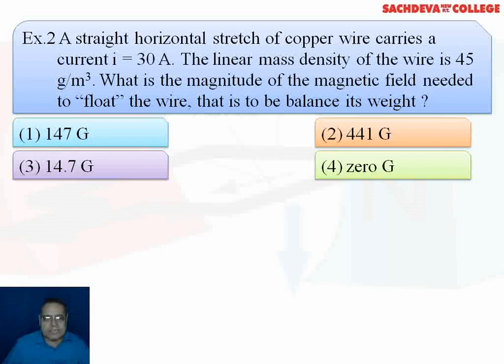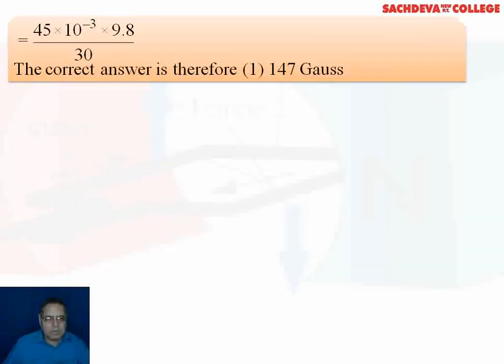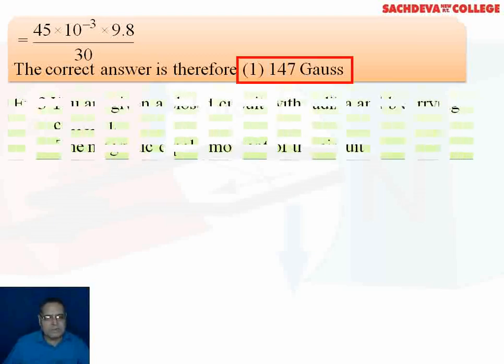Our aim is to find the field needed to float the wire, that is, to balance its weight. Weight is mg. Now, for length L of wire to balance, the force due to magnetic field, BIL or ILB, is equal to the weight mg. Equate the two. F is equal to ILB. Therefore, B is equal to mg over IL, which is equal to m over L into g over I. By calculating it, the correct answer comes to the first option, that is 147 Gauss.